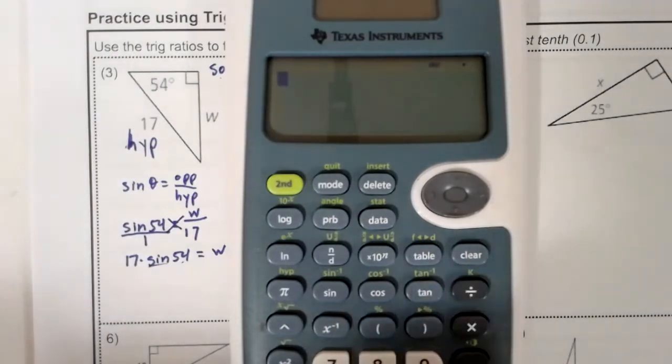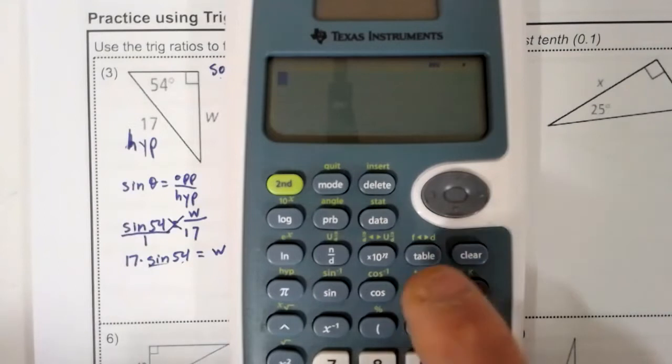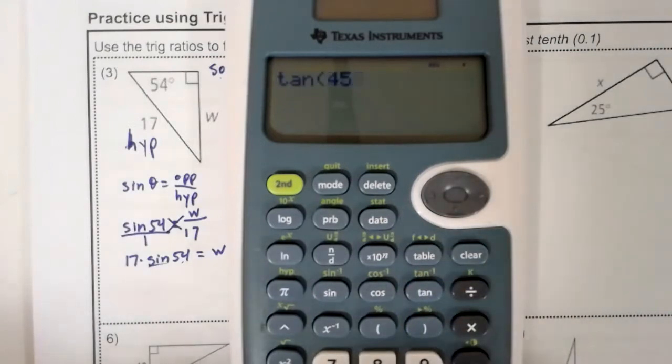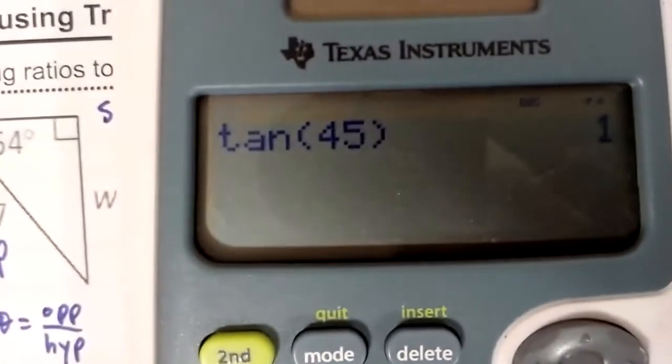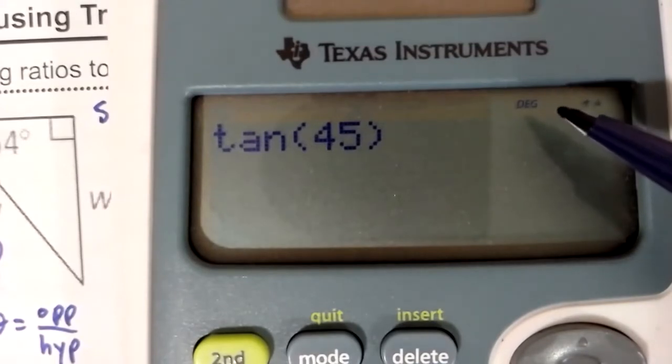So now the first thing that we have to do is make sure that our calculator is in degree mode, okay? And I'm not going to go into how to solve that for all of them. So what I want you to do first off is hit tangent of 45 and then close parentheses. And then hit enter. You should get 1. If you get 1, that means you're in degree mode. So I'm going to zoom in here real quick. And right there, that says DEG. That tells me that I'm in degree mode.